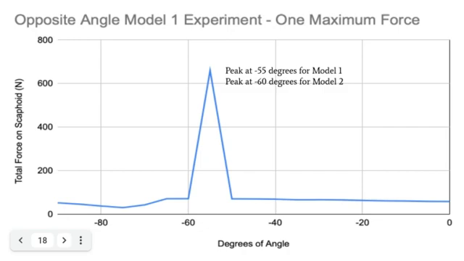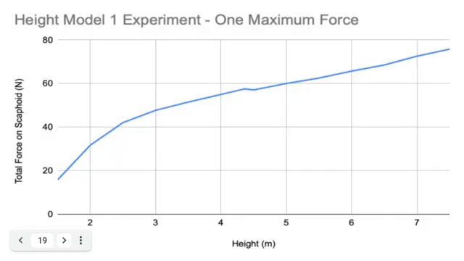For Model 2, the one maximum force on the scaphoid increased in magnitude from negative 75 degrees up to negative 60 degrees, then decreased in magnitude from negative 60 degrees back down to negative 0 degrees. The maximum force peak for Model 2 was negative 60 degrees.